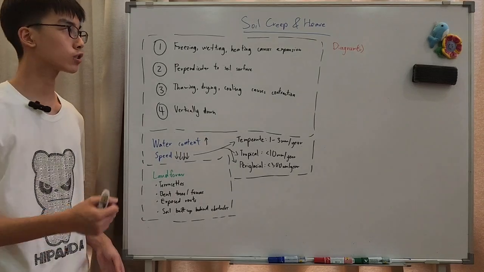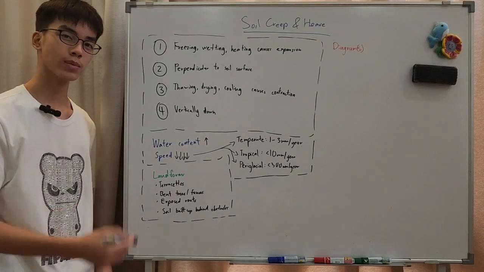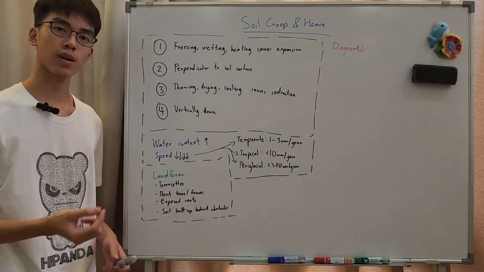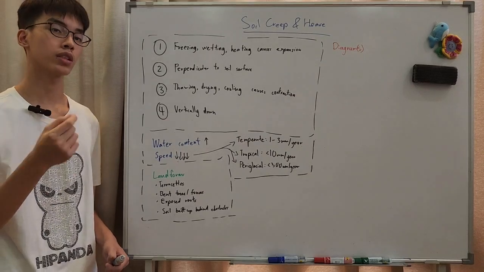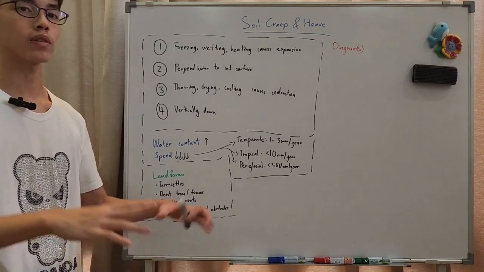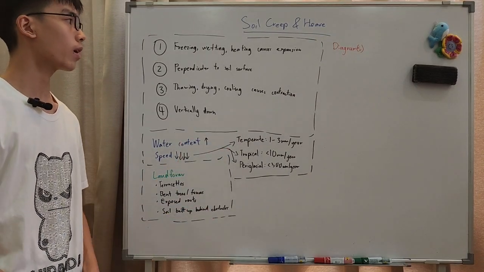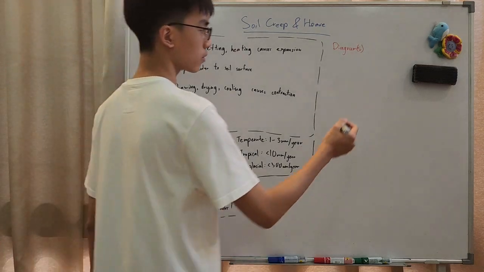Hi everyone, let's talk about soil creep or heave. These two terms are interchangeable and they're talking about how your soil particles individually move down slope over a large area. So let's draw a slope, just a simple one like this.